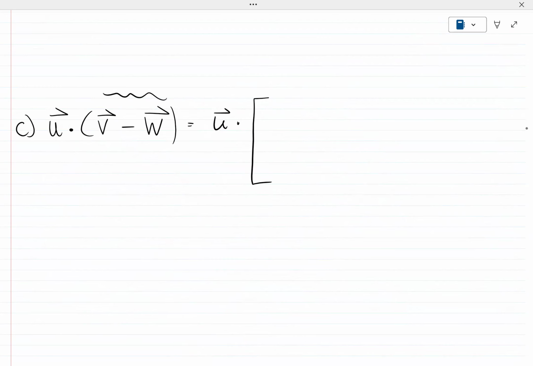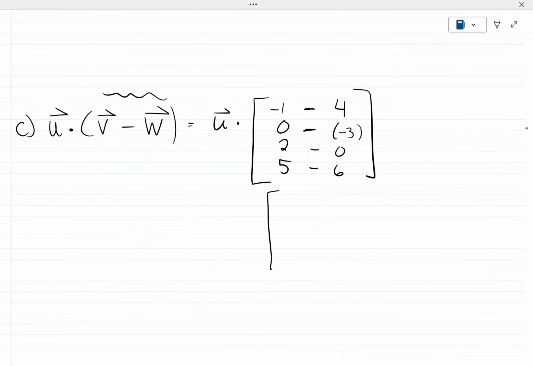So vector V was -1, 0, 2, and 5, right? And then we have to subtract vector W, so it's going to be minus 4, and then this is going to be 0 minus -3, and then this is going to be minus 0, and then this is minus 6, right? So when you do the algebra, this is what you're going to get. You're going to get -5, 3, 2, -1.